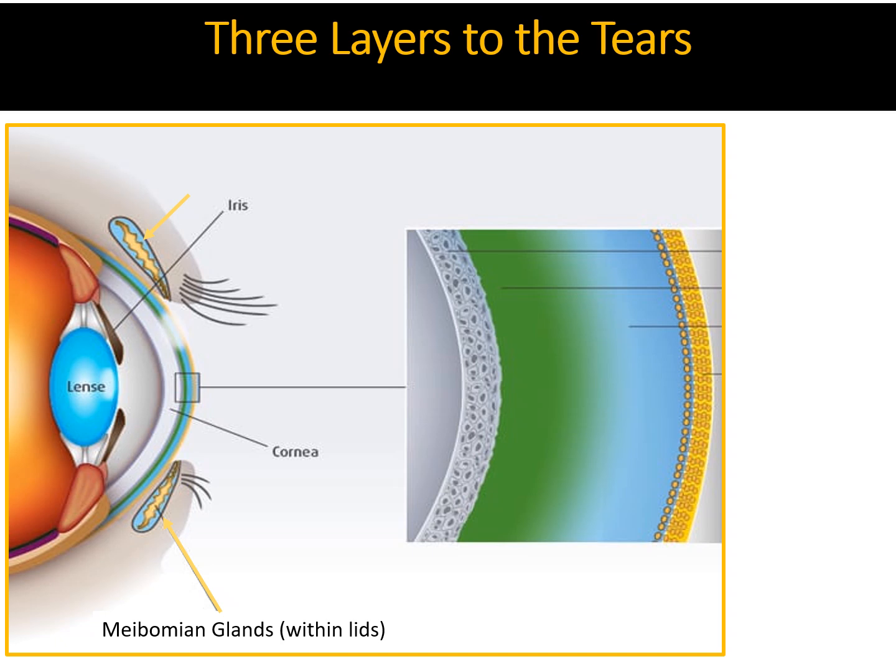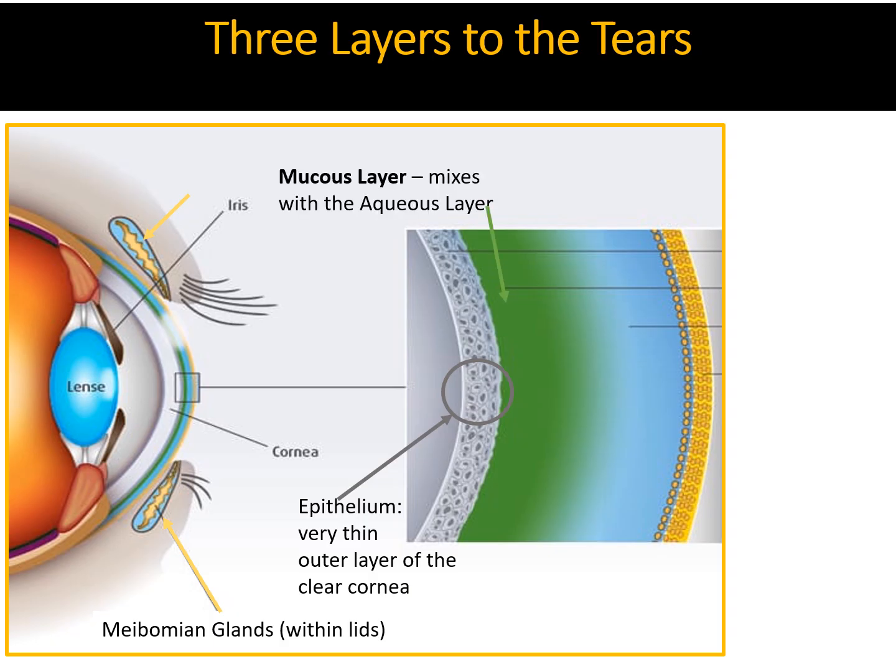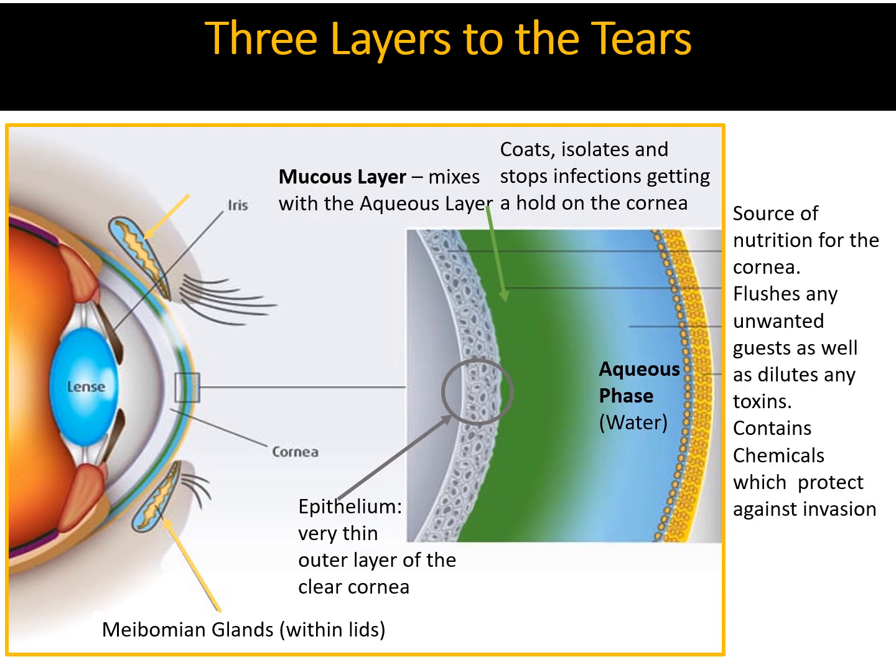The tears are actually made up of three layers. The closest to the epithelial layer is the mucus layer. I often say it helps stick everything on, but it also isolates microorganisms, stopping invasion. The second layer is the aqueous or water layer. This is a source of nutrition for the cornea because it doesn't have a blood supply. It also dilutes toxins and flushes them away.